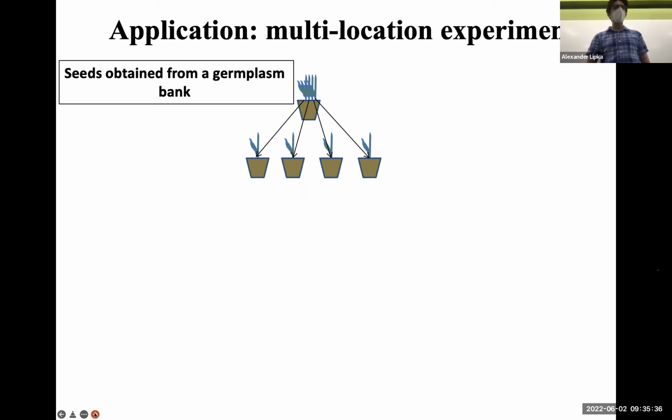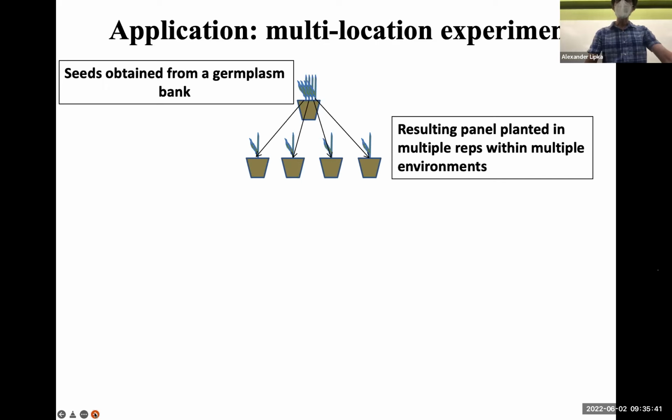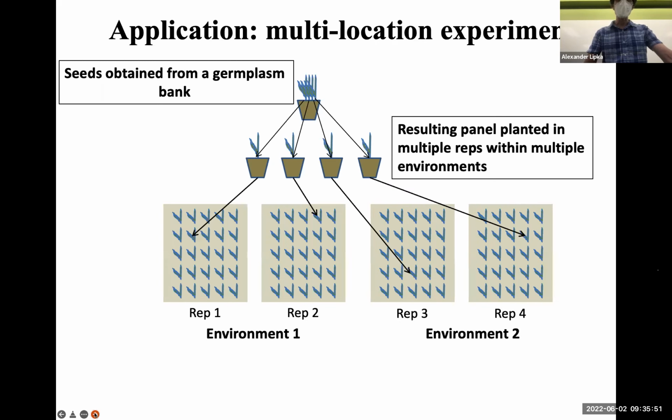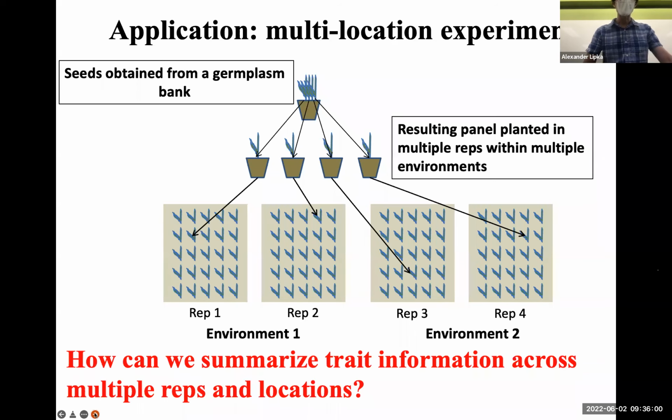Let's say we have seeds, maybe obtained from a germplasm bank. And then we end up with, let's say, a diversity panel planted with multiple reps in multiple environments. So you have the same genotypes that are measured across multiple reps and multiple environments. So how can we summarize this information?